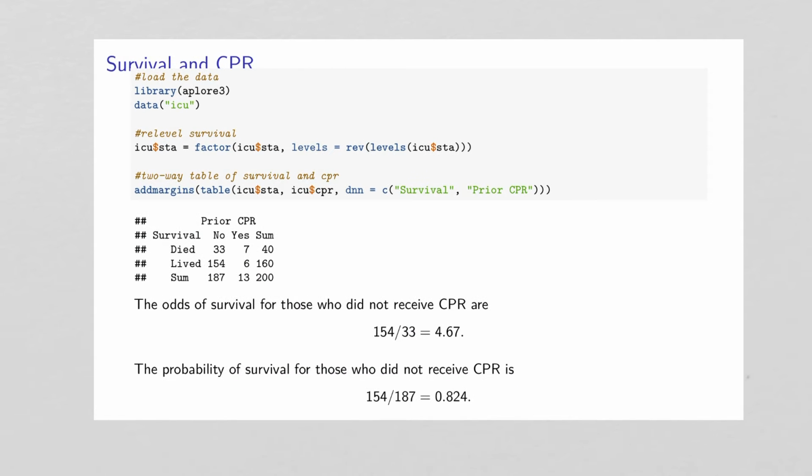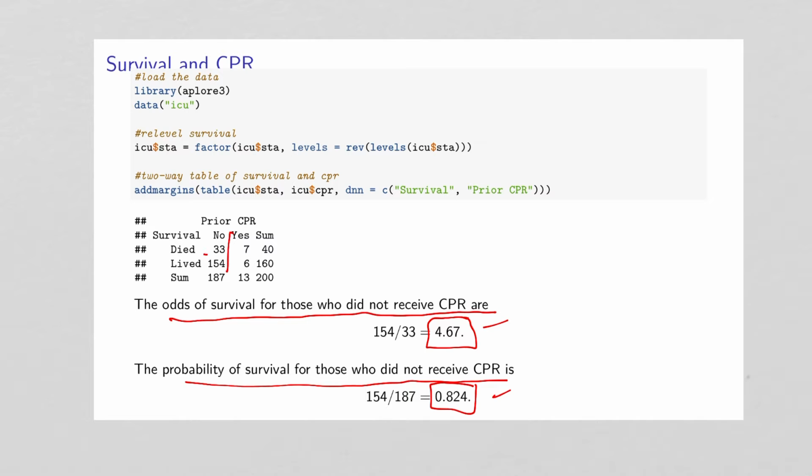And so, you let R do the thing for you. The odds of survival for those who did not receive CPR are 4.67. And the odds of survival for those who did... and the probability is 82%. Right, and here you have two different things. You have odds and you have probability. And notice a 2x2 table here.